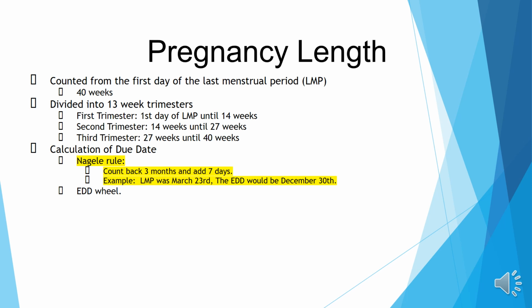So an example of Nagel's rule would be, suppose your last menstrual period was March 23rd. You would count back, so February, January, December 23rd, and then add 7 days: 23, 24, 25, 26, 27, 28, 29, 30. So December 30th of the next year, 9 months from March, would be the due date. So that is something you should know how to do. There will definitely be questions on how to do that and how to apply it.